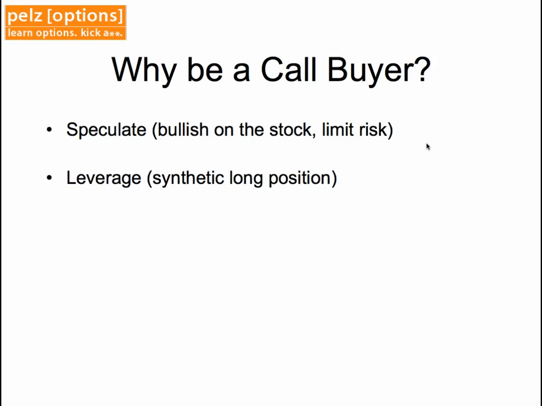Alternatively, you'd want to do this for leverage. Perhaps you want to create a synthetic long position, so you don't want to put too much capital in buying the shares. So you want to buy, for example, 5,000 shares of a $20 stock. That's a $100,000 position. Alternatively, to do that, you could buy some deep in the money calls and put down substantially less capital. That would be the use of leverage for a call buyer.